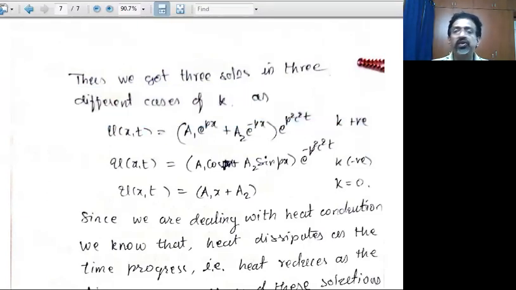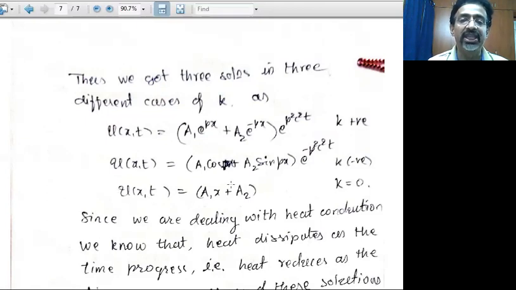If I don't treat it as a heat equation, then this solution, the k positive case, may be true, but for the heat equation, it is not true. It cannot satisfy the conditions. Then similarly, I consider the third solution, that is when k is equal to 0.